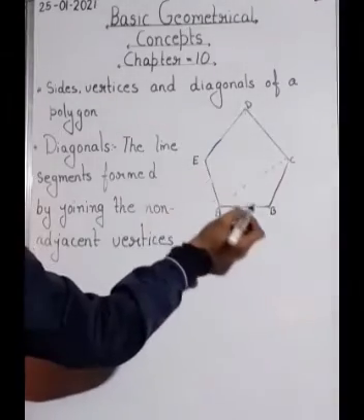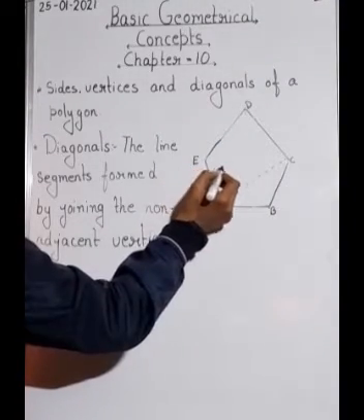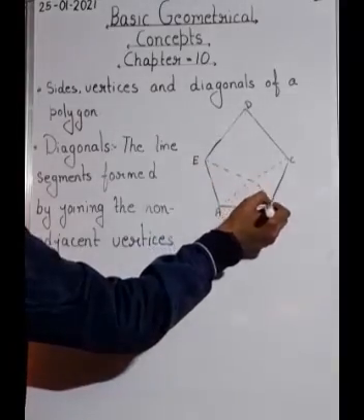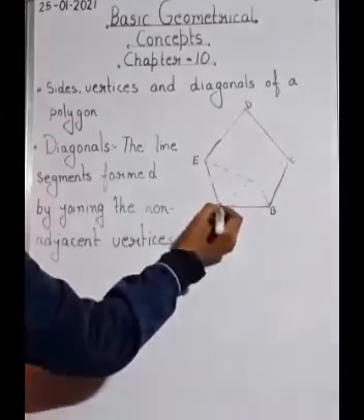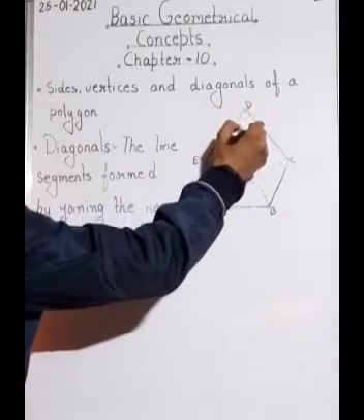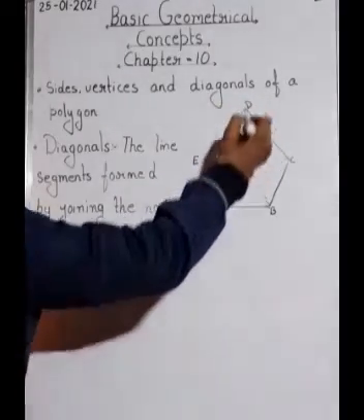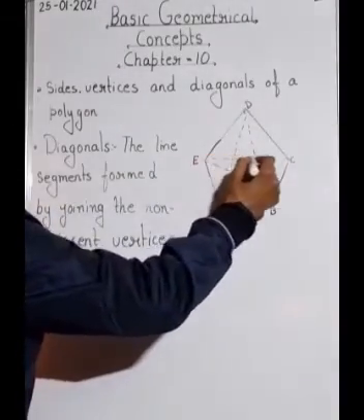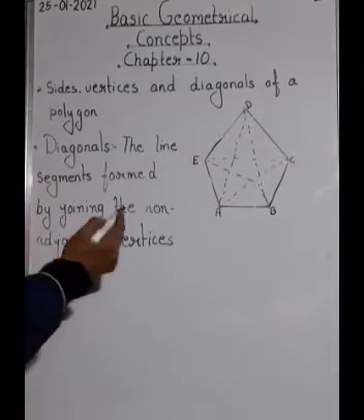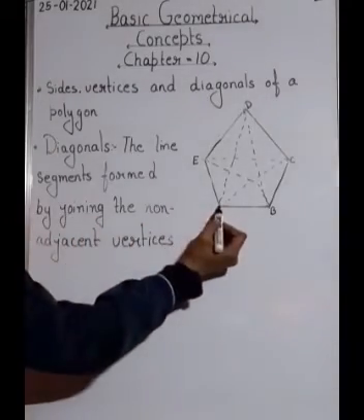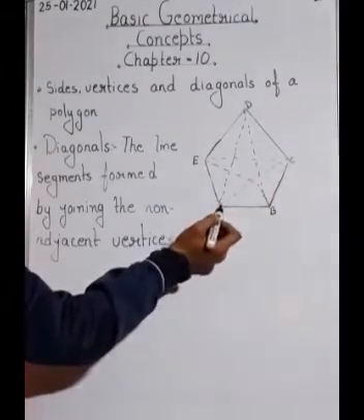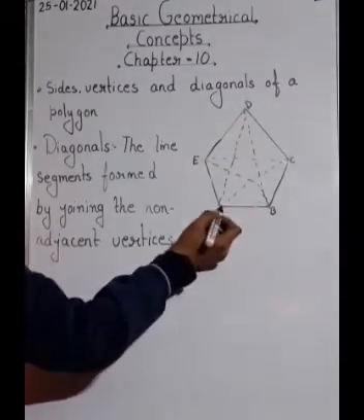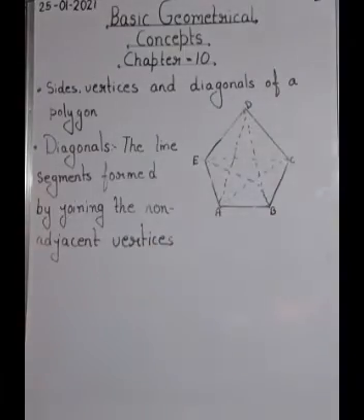Now B and E are non-adjacent. So again I am joining B and E. Okay, now D and A. And D and B. Clear? Now E and C. So if you join the non-adjacent vertices like A and C, I have joined, A and D I have joined. Why have I not joined A and B? Because A and B and A and E are the adjacent vertices.